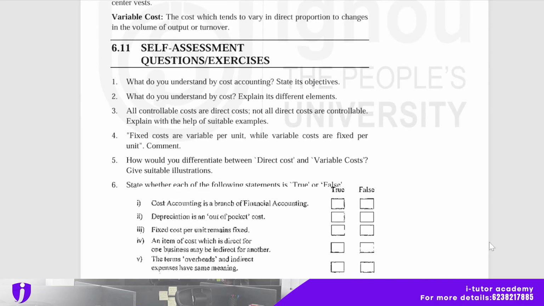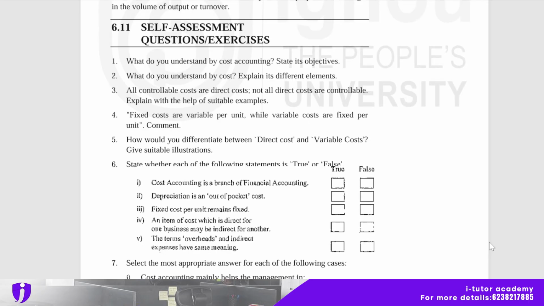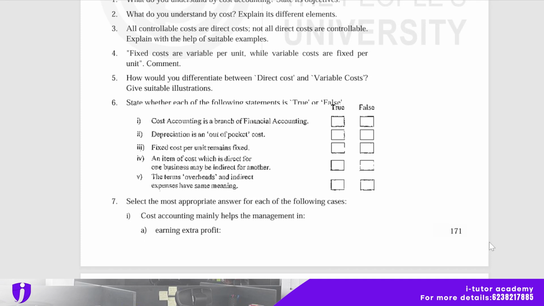And self-assessment questions also here. What do you understand by cost accounting? State its objective. We already discussed. What do you understand by cost? Explain its different elements. All controllable costs are direct costs; not all direct costs are uncontrollable. Explain with the help of suitable example. Fixed costs are variable per unit, while variable costs are fixed per unit. And fourth question, how would you differentiate between direct cost and variable cost?